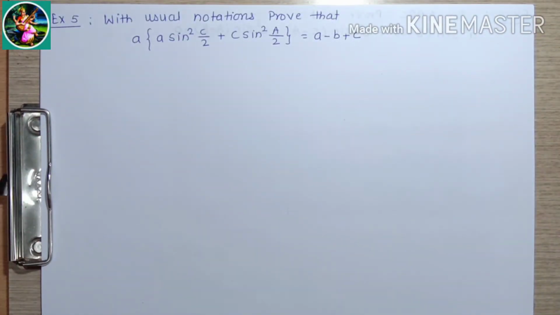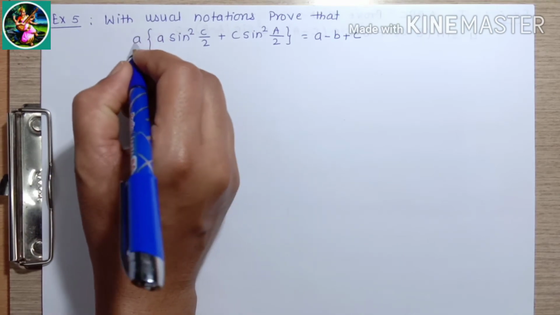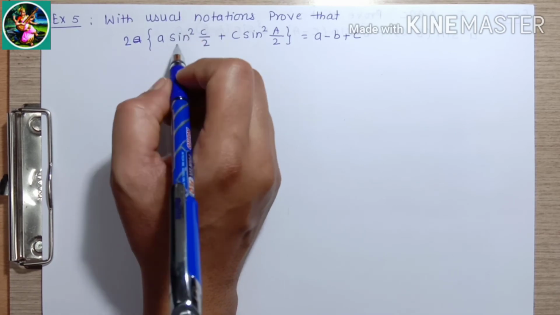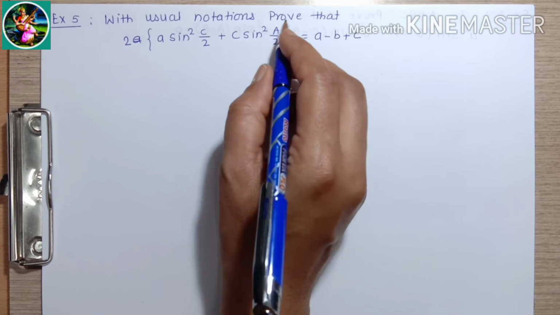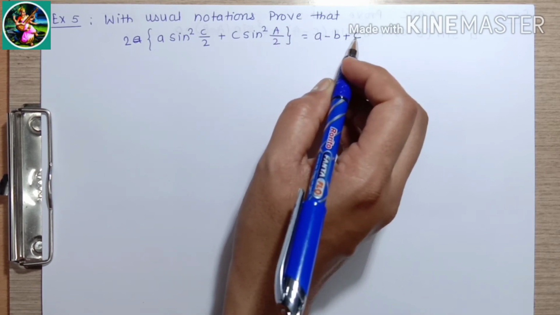Now we are going to solve the next example with usual notation. Prove that 2 into bracket A sin square C upon 2 plus C sin square A upon 2 is equal to A minus B plus C.